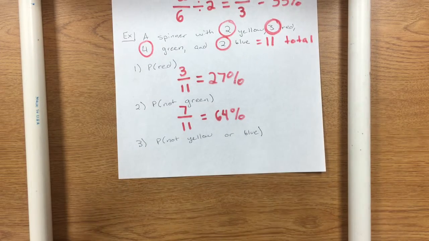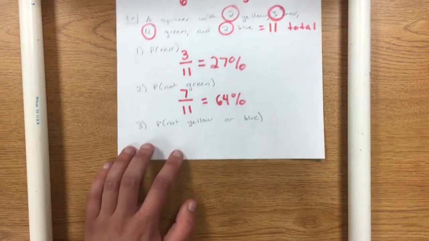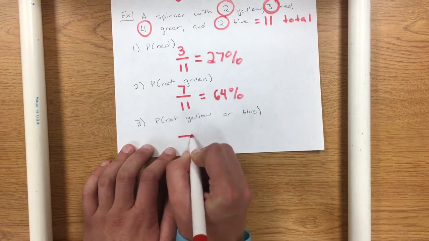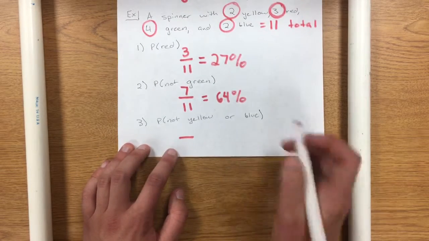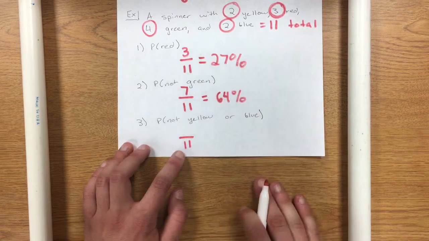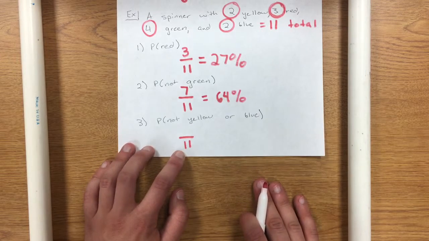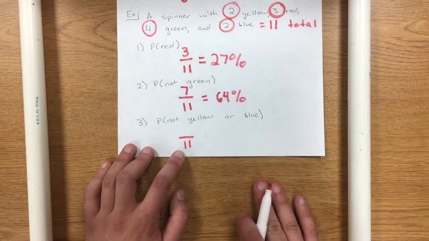All right, our last example. Finding the probability of not getting yellow or blue. So we don't want yellow and we don't want blue. Go ahead and try this one on your own. All right, let's see how you did. First, I need a fraction. And what number am I going to put on bottom? 11. And what does 11 represent? Our total number of possibilities.